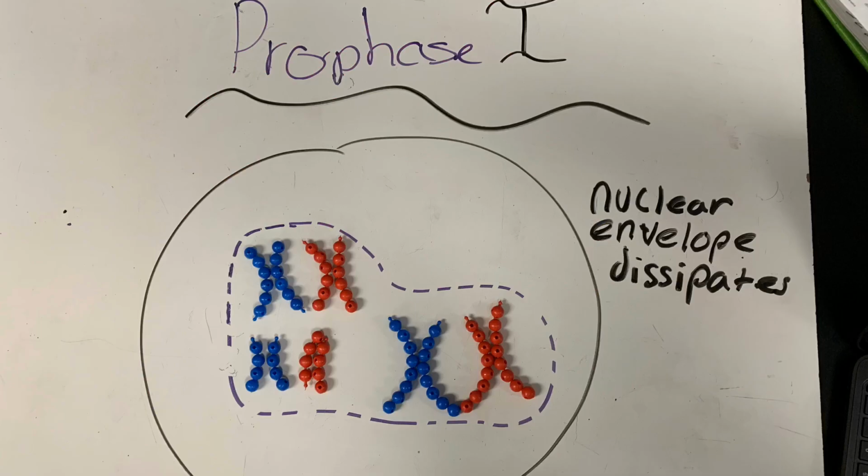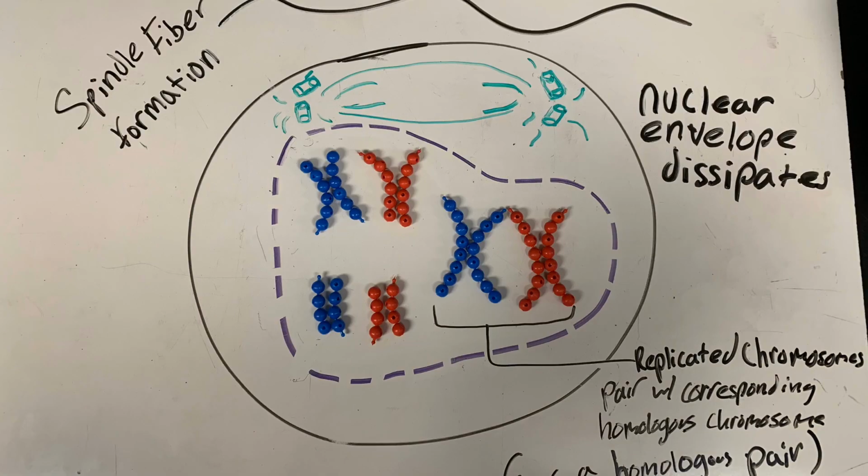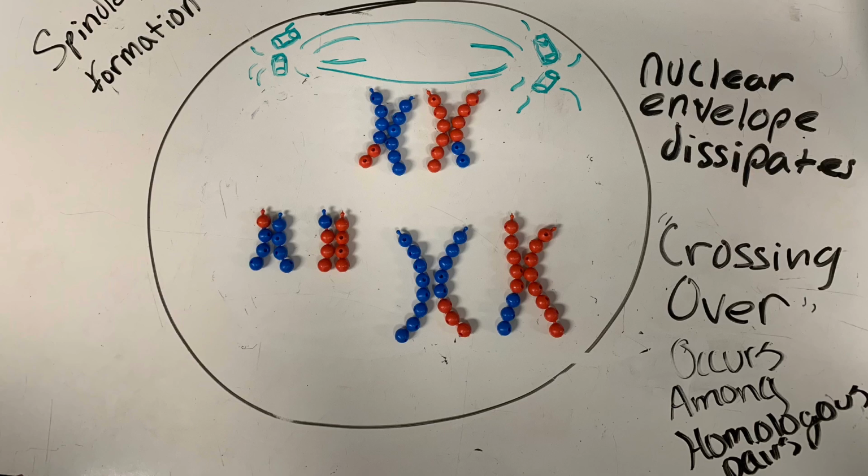meiosis 1 begins. In meiosis 1, the first stage is prophase 1. In prophase 1, several processes occur. First, the nuclear membrane dissipates, and the spindle fiber, a crucial part in later stages, is formed. The replicative chromosomes begin to pair with their corresponding homologous chromosome, meaning mom and dad pair up, to form a homologous pair, which is also called a tetrad. In prophase 1, when the homologous chromosomes are paired up, crossing over may occur, which is where bits and pieces of the homologous chromosome are exchanged, which causes genetic variation.